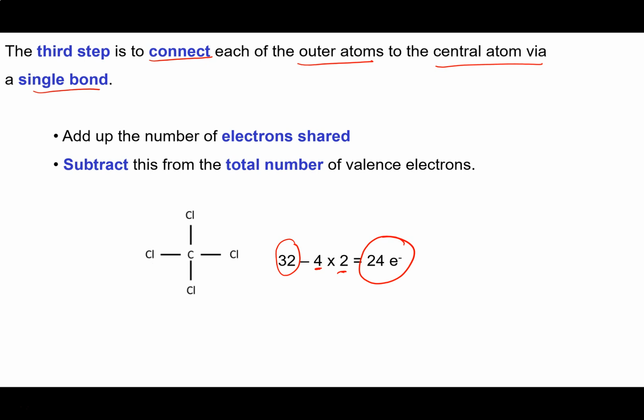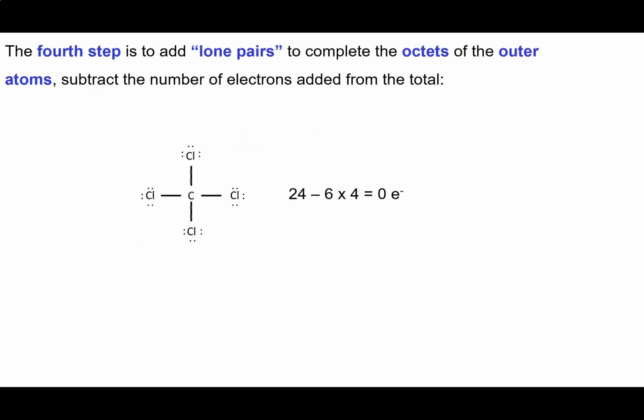So now we're going to start adding lone pairs, and it's a pretty simple procedure. We're going to finish off all of the octets on our outer atoms with the lone pairs, and then if we have any left over, we'll finish off the octet of the central atom. So we're going to work from the outside in until we run out of electrons. We add lone pairs to complete the octets of the outer atoms, and then we subtract from the total all of the electrons that we use.